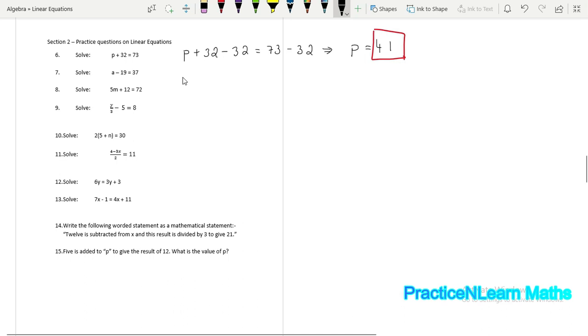Here it is a minus 19 is equal to 37. So I need to add 19 to both sides to isolate a.